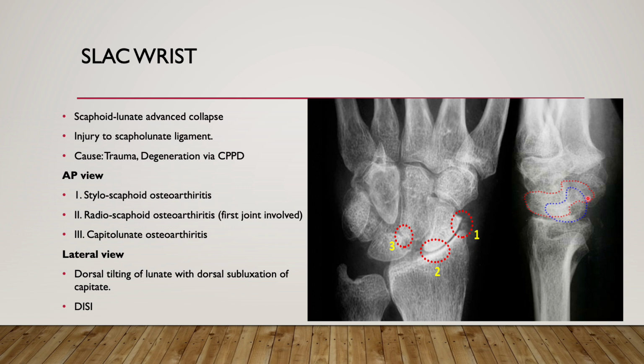On the lateral view, we can see there is dorsal tilting of the lunate. This is the volar side, this is the dorsal side. The lunate, instead of being like this, has tilted dorsally, and there is a DISI deformity that we are going to read later. So this is SLAC wrist.